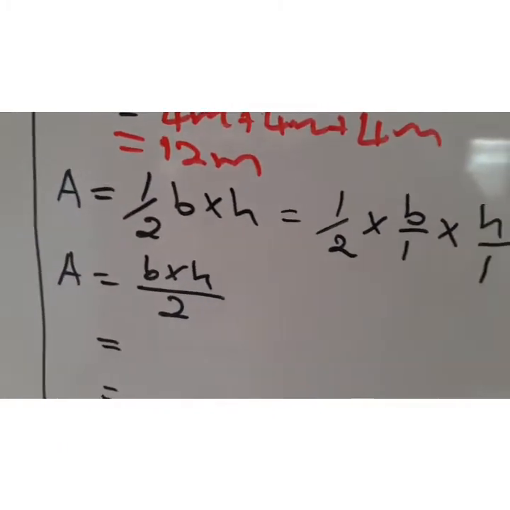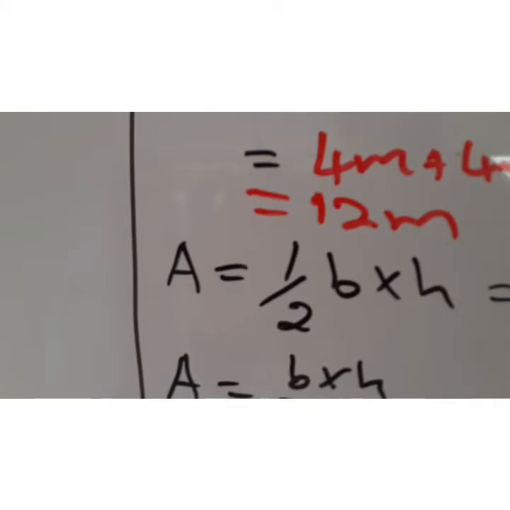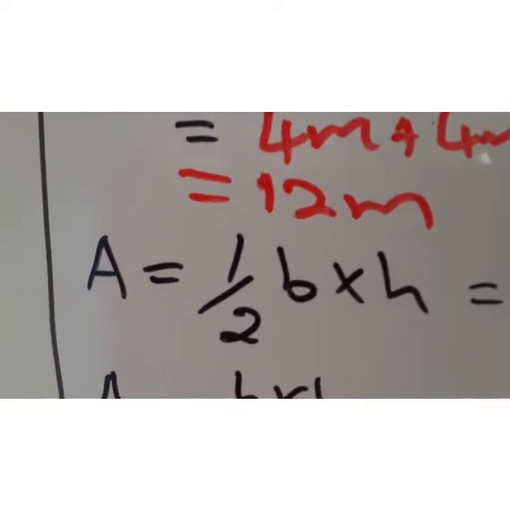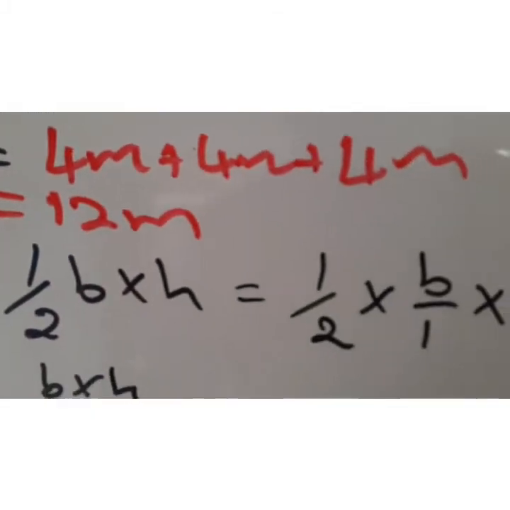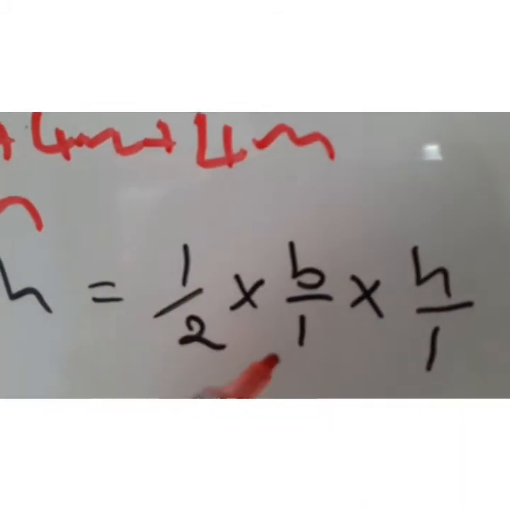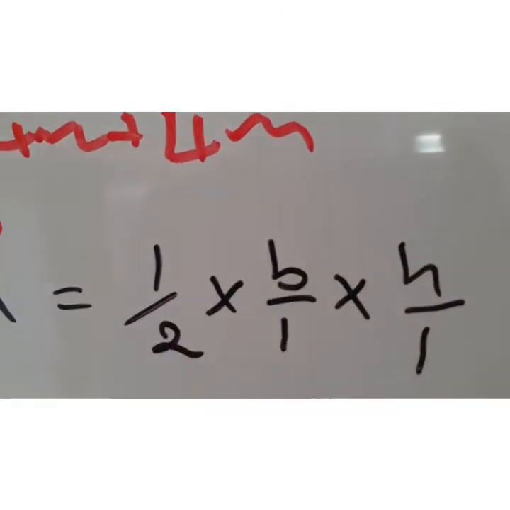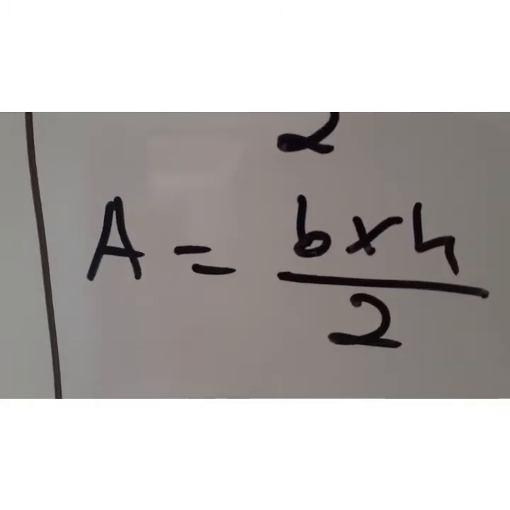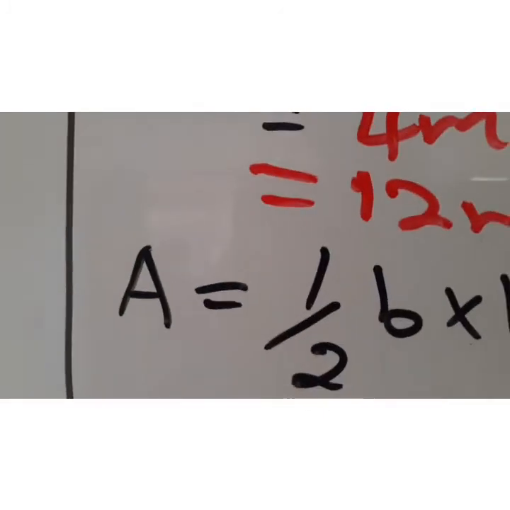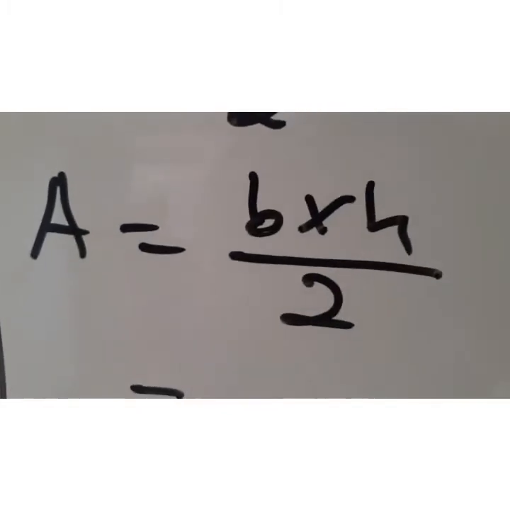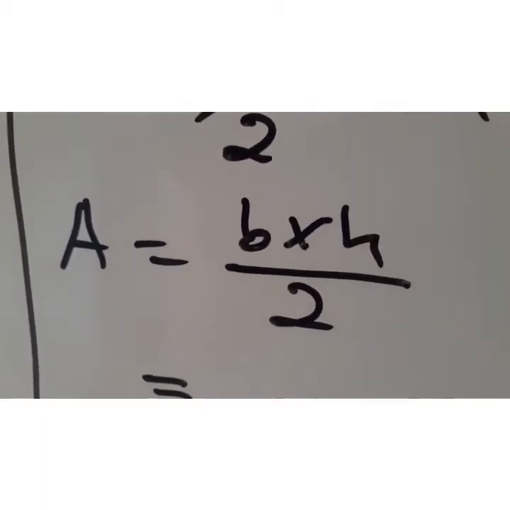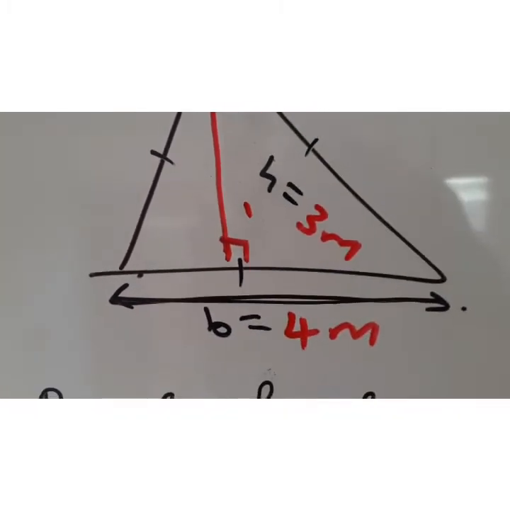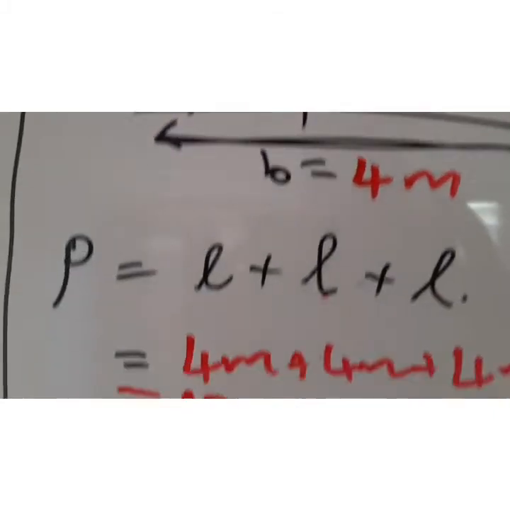Then we look at the area. The formula of the area would be A equals half base times height. But if you take this and simplify it further, your half base times height, we have your half multiplied by B over H multiplied by H over 1. You end up having A equals B times H over 2. Therefore, this formula and this formula are one and the same thing, just that this one has been simplified for you, okay? Now our B, which represents the base, would be 4 meters, and our height would be 3 meters.